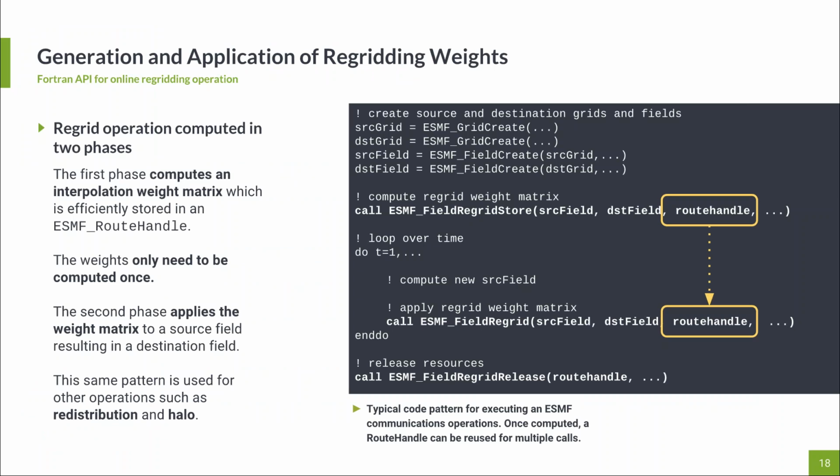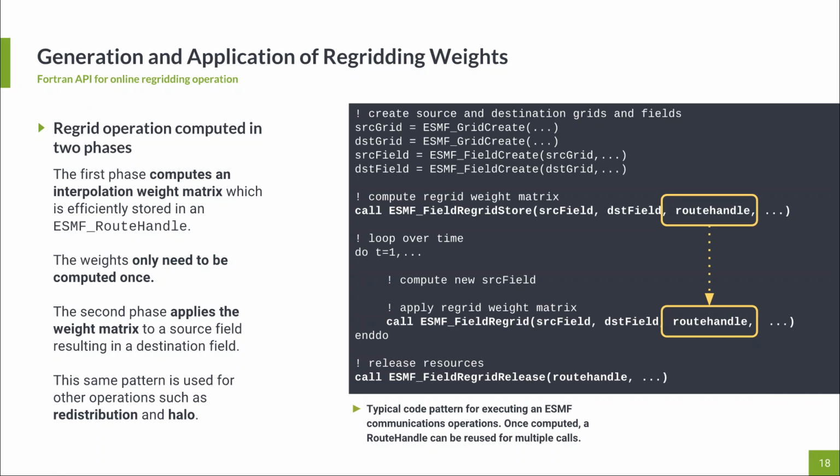The regrid operation is fundamentally defined in two stages. The first one is the computation of the weight matrix. If you look at the code snippet here, you'll see that there's a call to ESMF field regrid store. The store call is where the weight matrix is computed, and that matrix plus communication information between MPI tasks is all stored in the route handle, this route handle object. It's an ESMF defined data type.